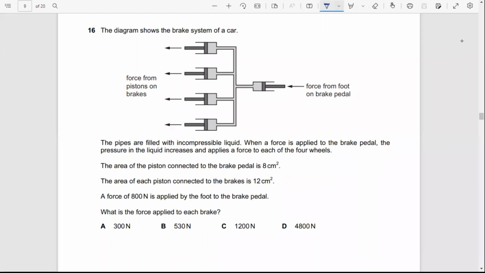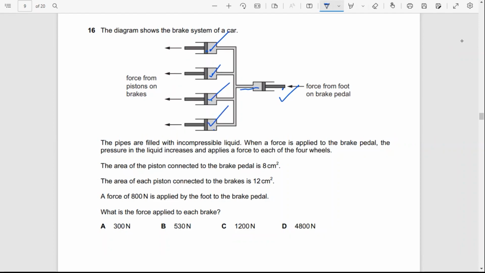The pipes are filled with incompressible liquid. When a force is applied to the brake pedal, the pressure in the liquid increases and applies a force to each of the four wheels. The pressure applied here is equally transmitted here, here, here, and here. Whatever pressure is here should be the same here, here, and here.